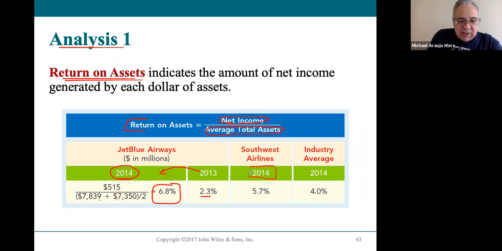Southwest Airlines for the same year, they can feel pretty proud. They had a 5.7% return on assets. In other words, they had almost a 6-cent profit for every dollar in average total assets. So they were doing quite well. That's well above the industry. When you look at all the airlines put together, they're averaging only a 4% return. Southwest is doing really, really great. And then JetBlue is traveling and flying at well over 30,000 feet, my friend. That's a pretty high rate.